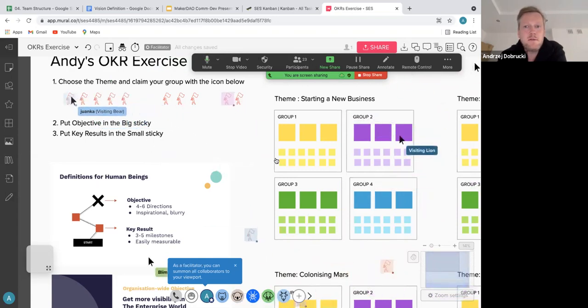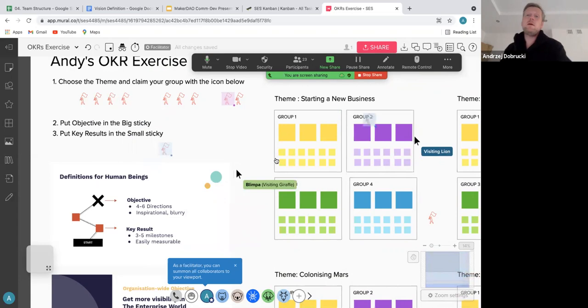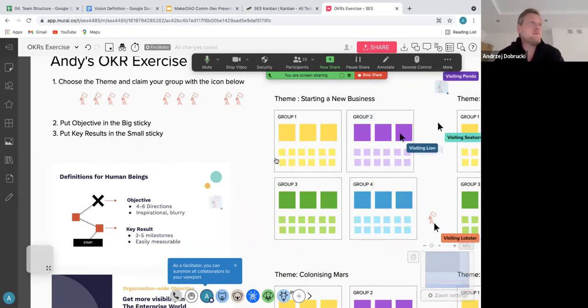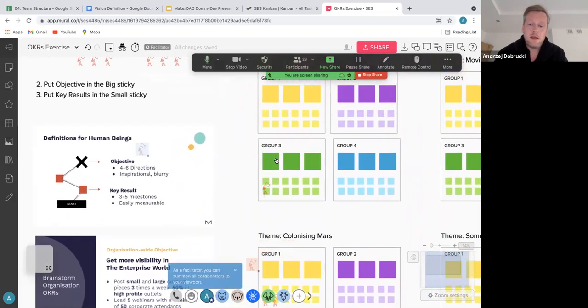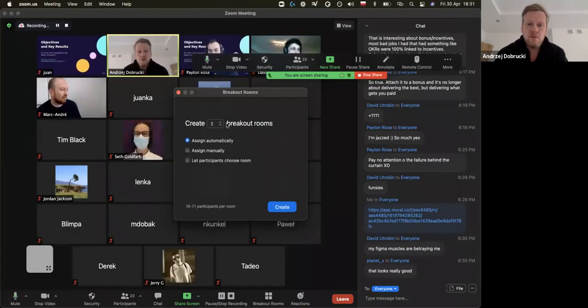Let's have like 15 minutes to finish this exercise. You might come up with some interesting ideas, and I'd like all the groups then to come up and speak about what objectives and key results they have created in the theme they have selected. On the left, you have a small cheat sheet, maybe it will help. And now I will break you into, let me see, 8 rooms. And that's happening now. We're meeting again 15 minutes from now. So, press create.